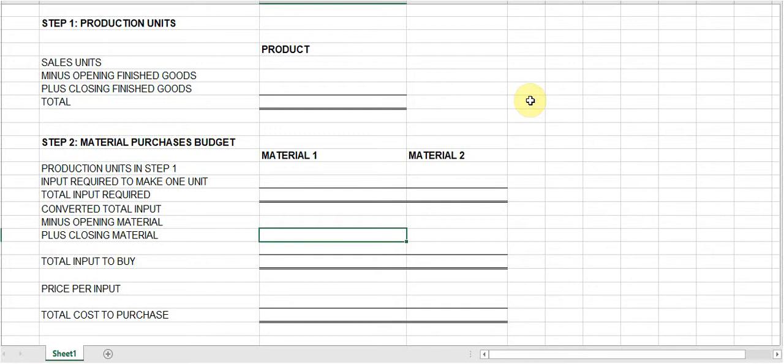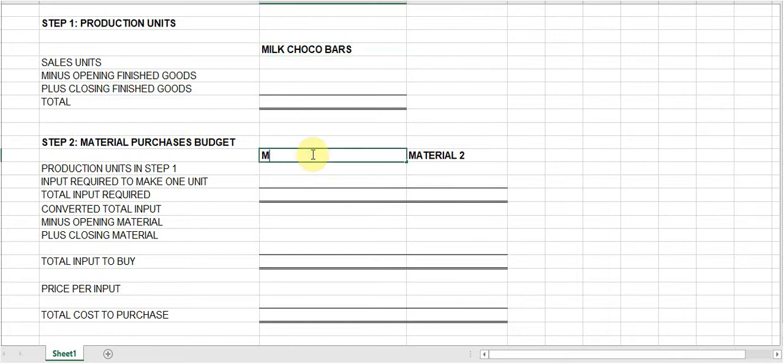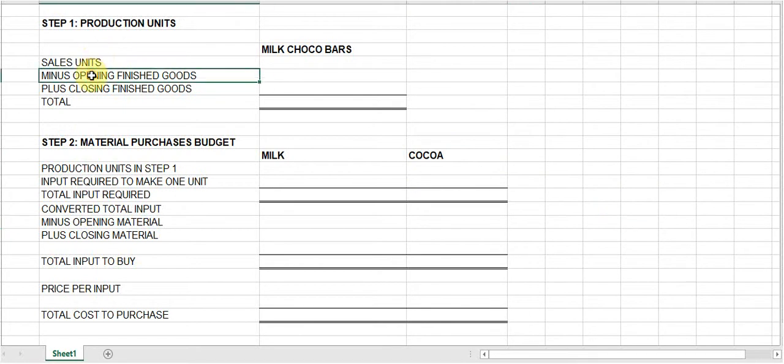So the product that we are working with in this question is the milk chocolate bars. And then we have two materials. The materials that we are using to make the bars will be milk and it will be the cacao. Right, great. So let's see. We need to start with the sales units and minus the opening stock of finished goods, add back the closing stock of finished goods, and then we need to add up the total.